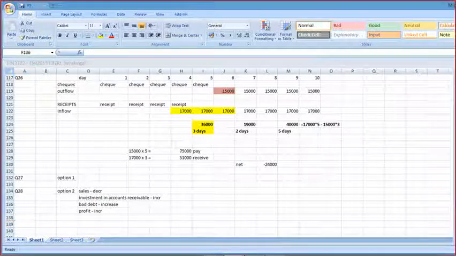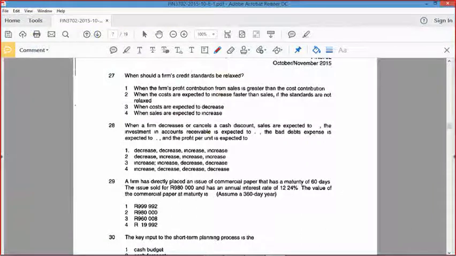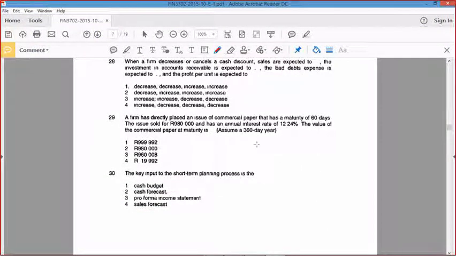Okay, how are we doing? We've got another calculation. Alright, this was a nice question. We spoke about commercial paper earlier. Did they give you the rate for the commercial paper? Yes, they did. What was the rate? 12.25%. And the maturity is how long? 60 days, right? Yes. What are they asking for here? The value of the maturity. Yes, the value of the commercial paper at maturity.